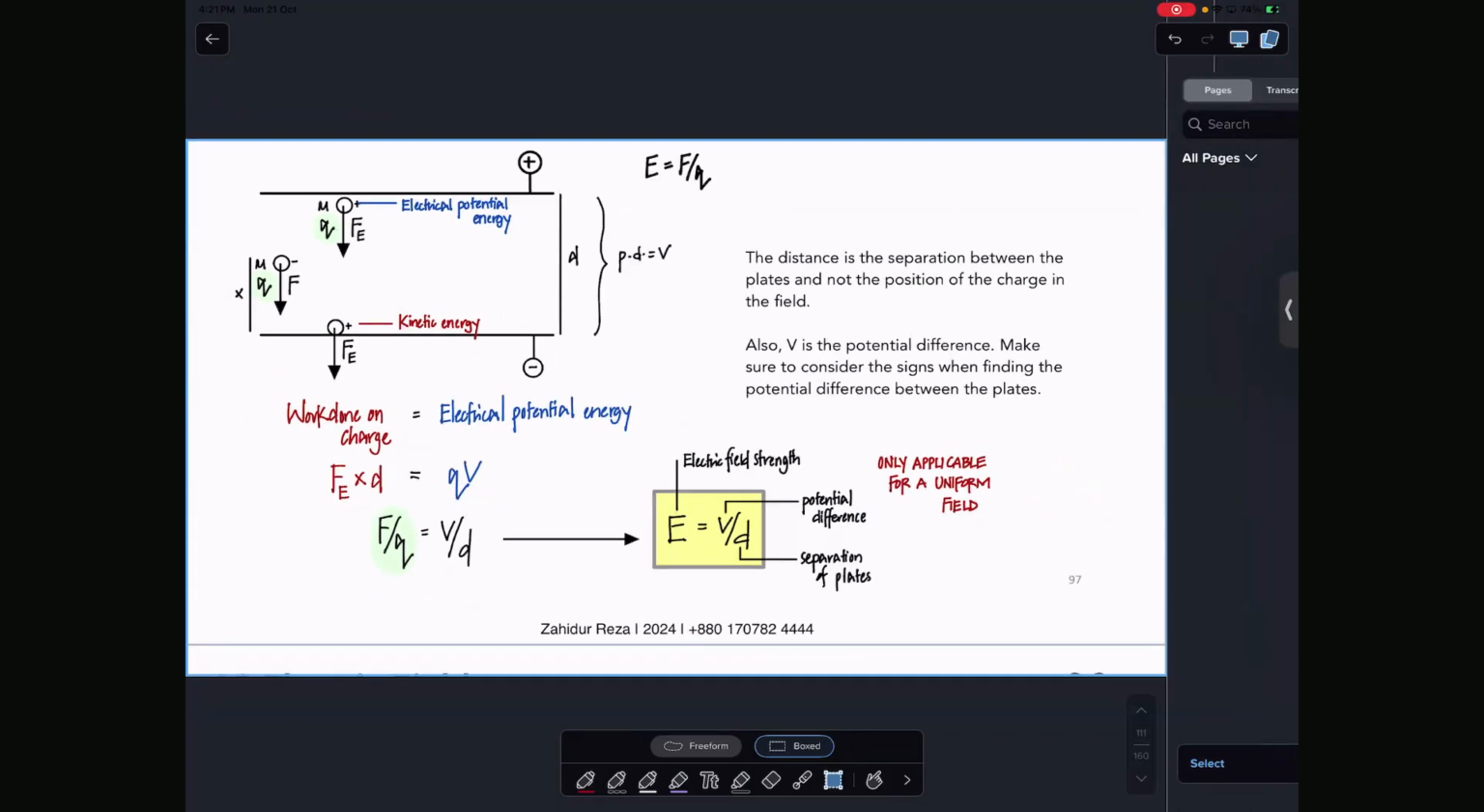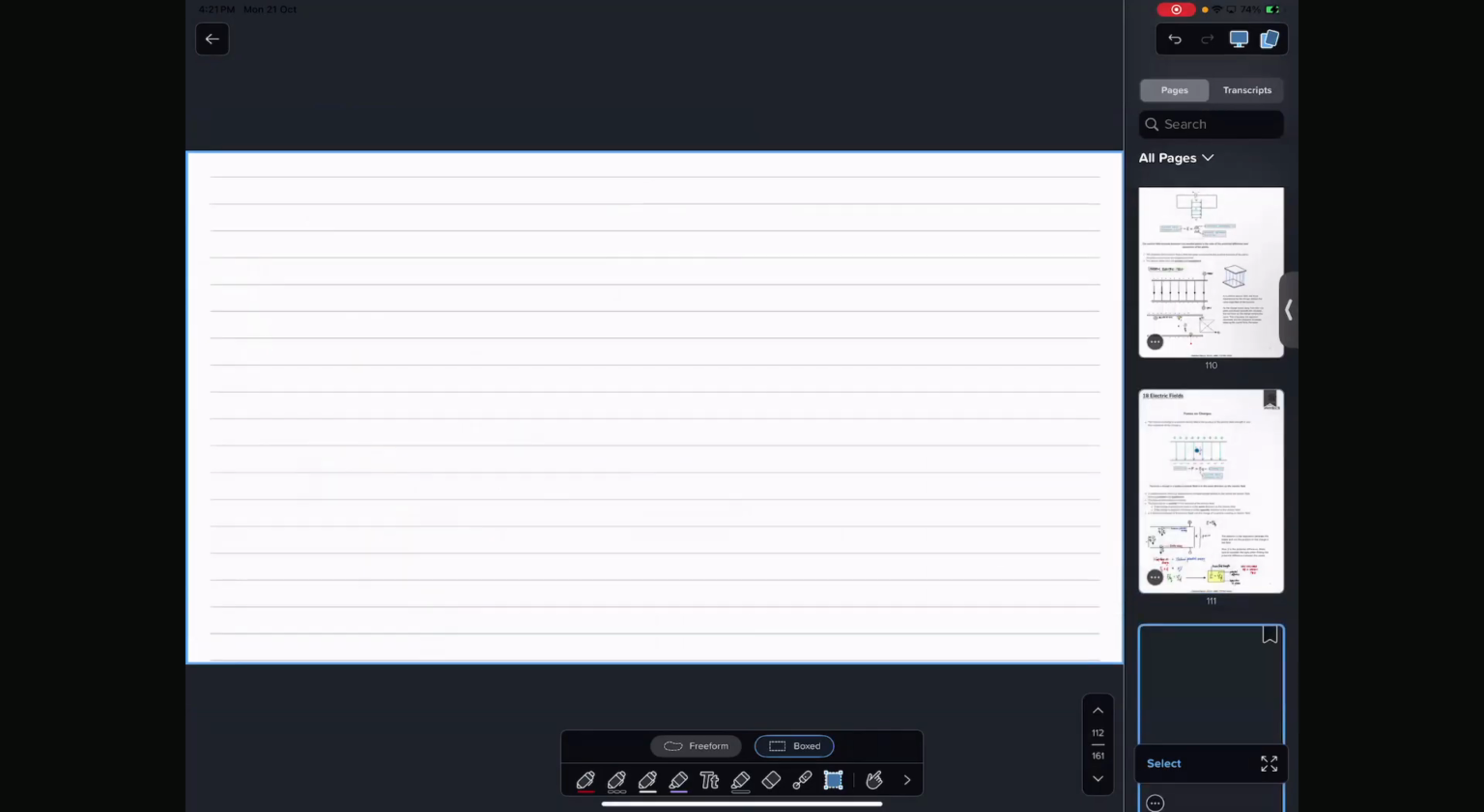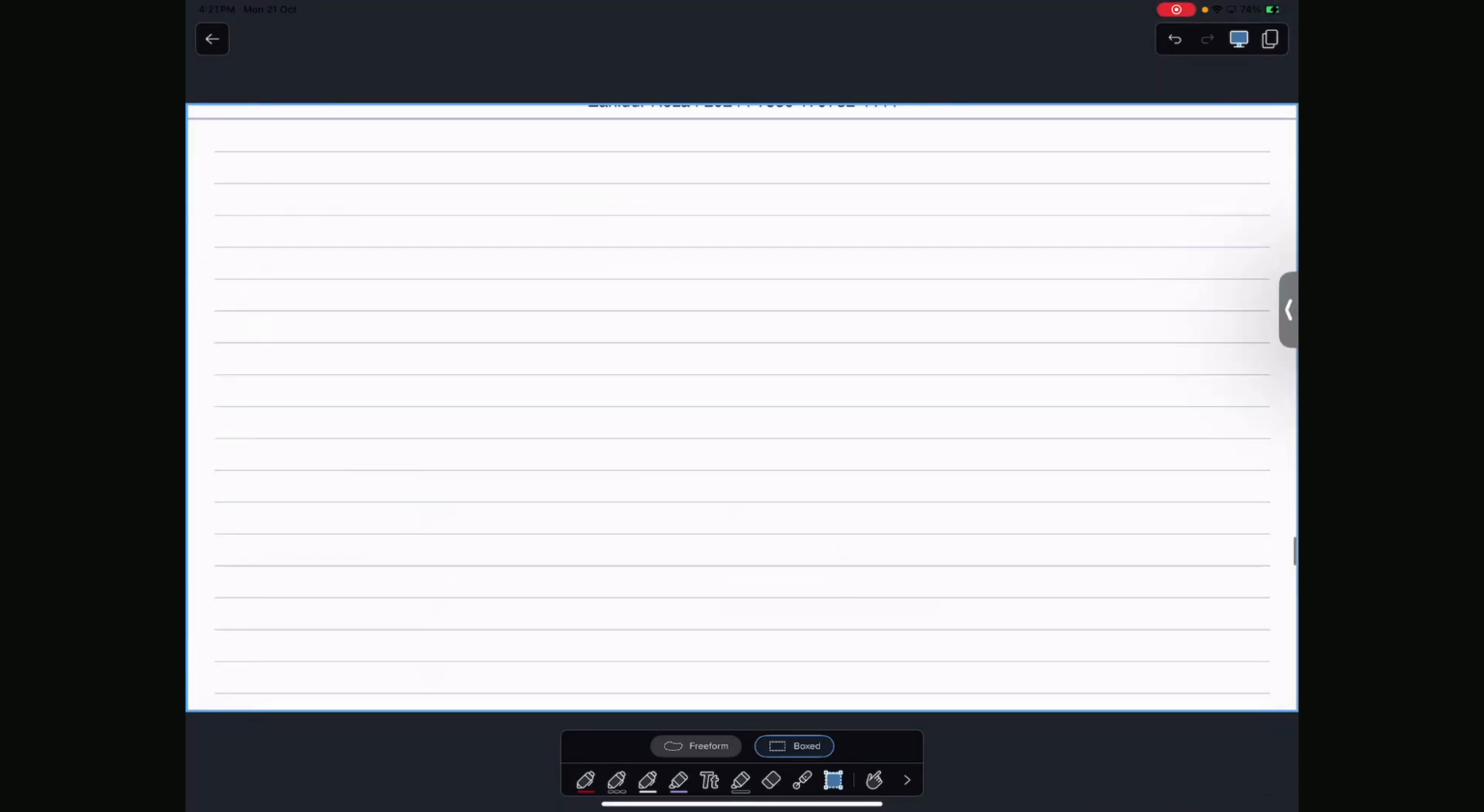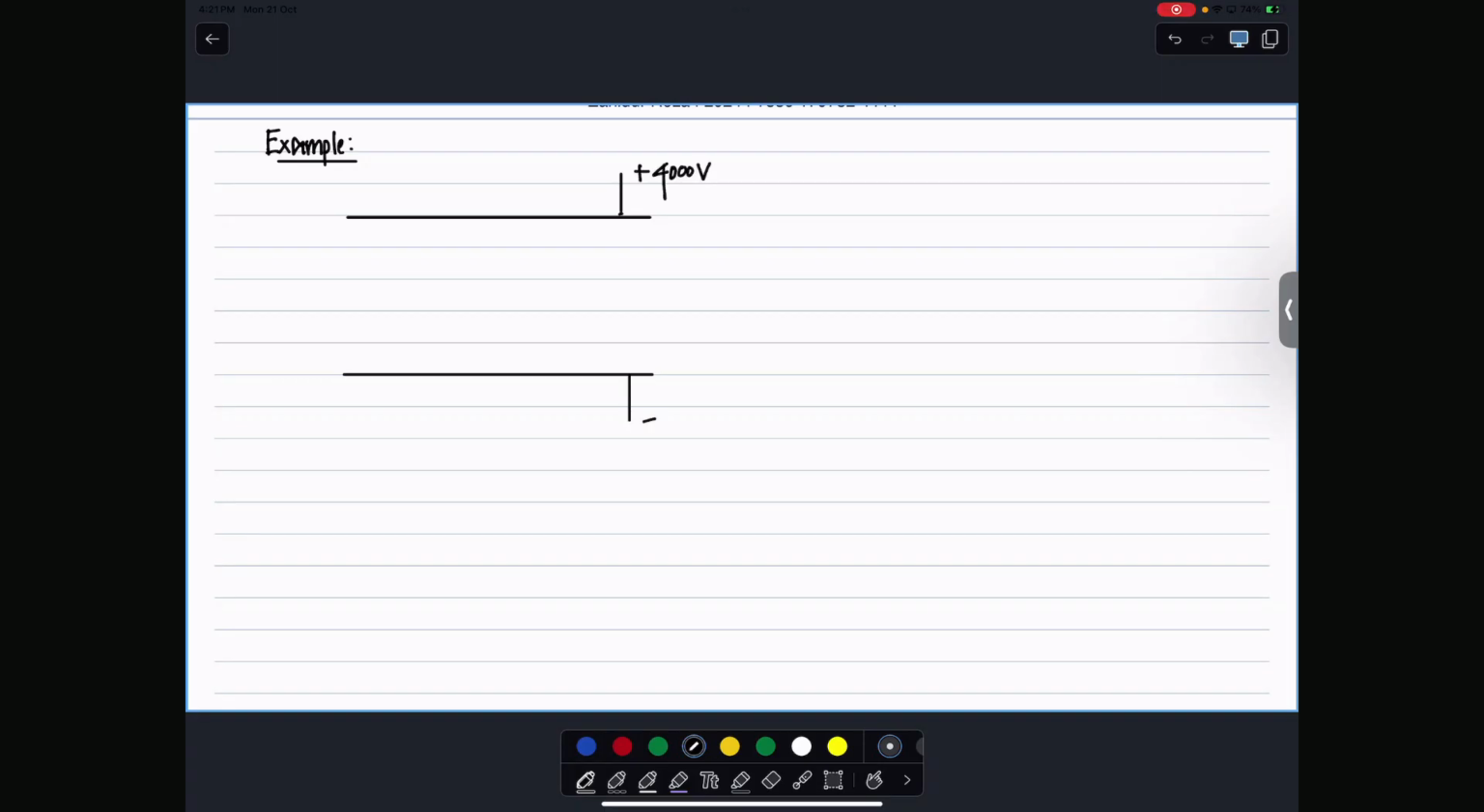Okay, so let's try a question. Basic, just to make you know how to use the equation. So, example. You have these two parallel plates here. A voltage is provided. This one is connected to plus 4,000 volts. This one is connected to minus 2,000 volts. And you have a charge here that's positive 1.6 into 10 to the power minus 19 coulomb. And this is a proton.